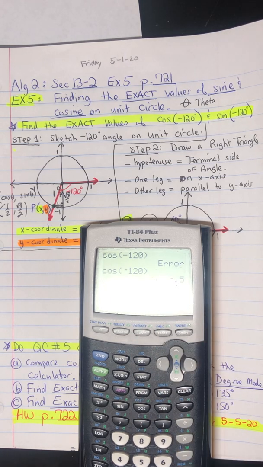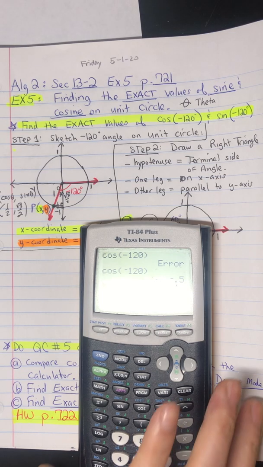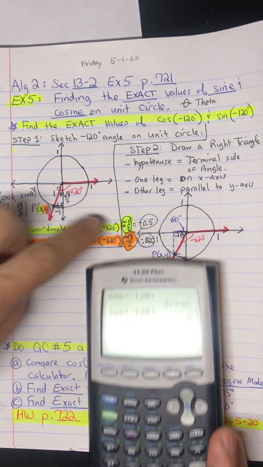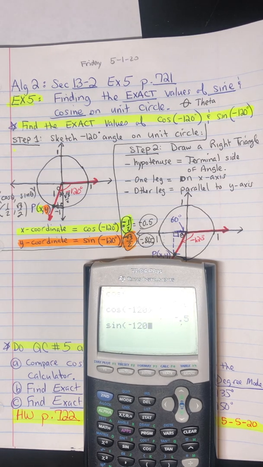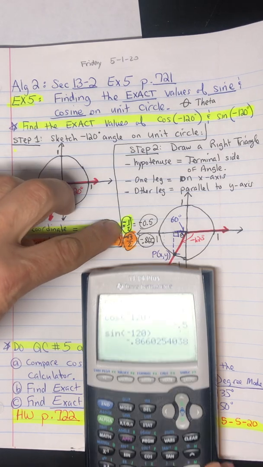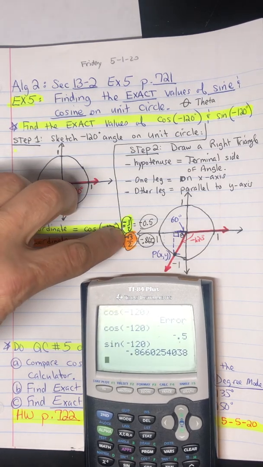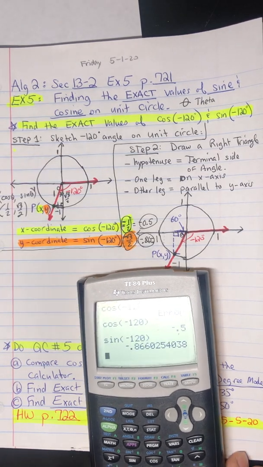Good, we were right. Okay, now the sine of negative 120, let's see if you get negative 0.86, which is really the same thing as negative square root of 3 over 2. We should get negative 0.866, whatever, irrational answer. So sine of negative 120 degrees is equal to negative 0.866025, whatever, irrational answer. But we want the exact answers, so the exact answers are negative 1/2, negative square root of 3 over 2.